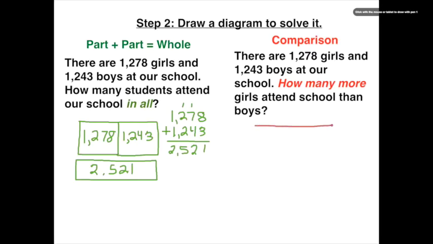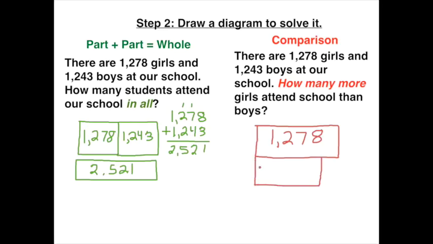So here's my girls. I have this many girls, let's just say 1,278. Okay, now how many boys do I have? Well, there they are. I don't have quite as many boys. I actually have a little bit less boys. I have 1,243. Okay. Now, they're asking you how many more girls are in school than boys. You've got to find this right here. What is this? That's the difference. So we're going to subtract.